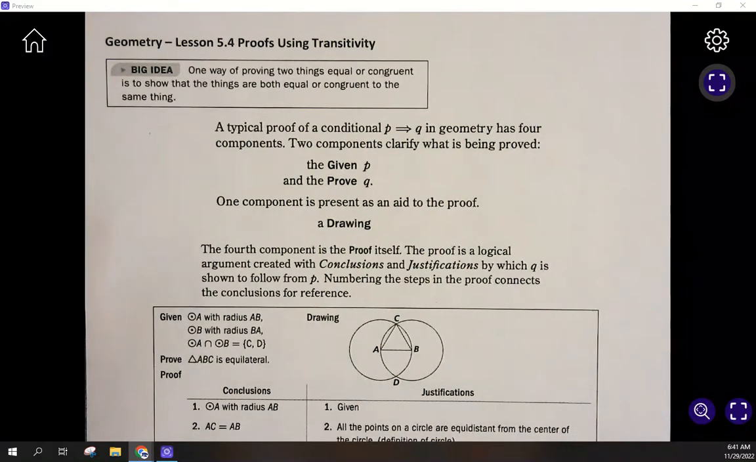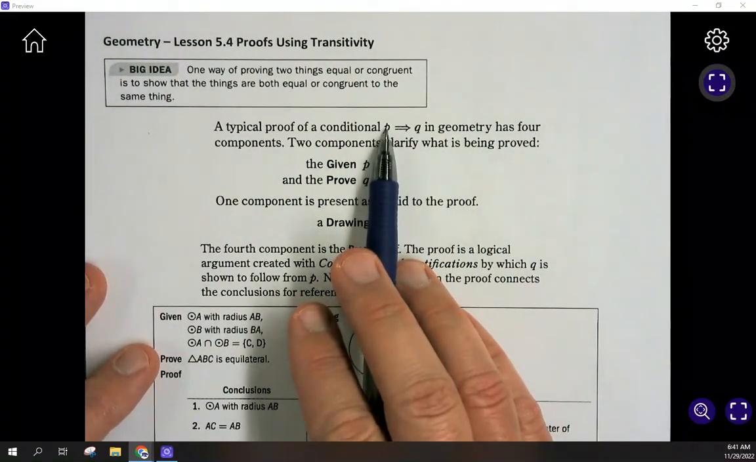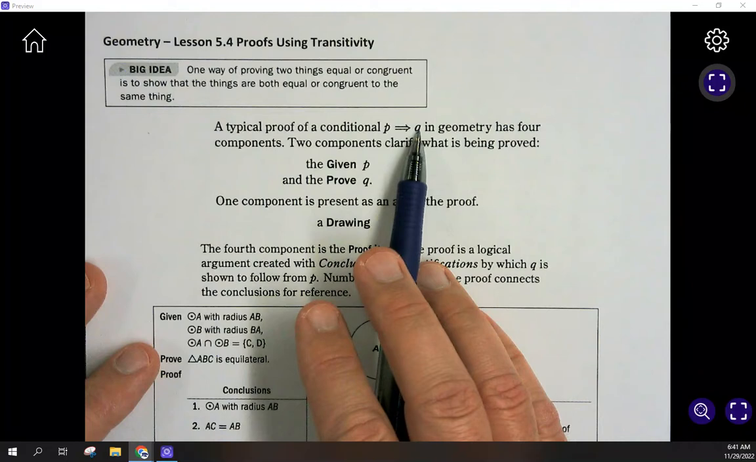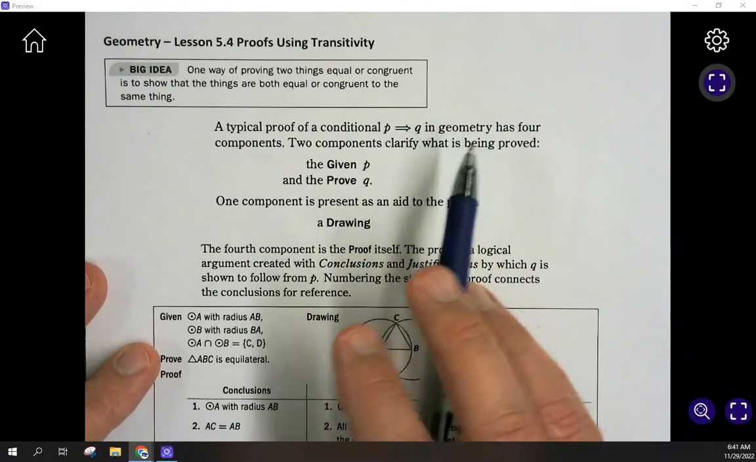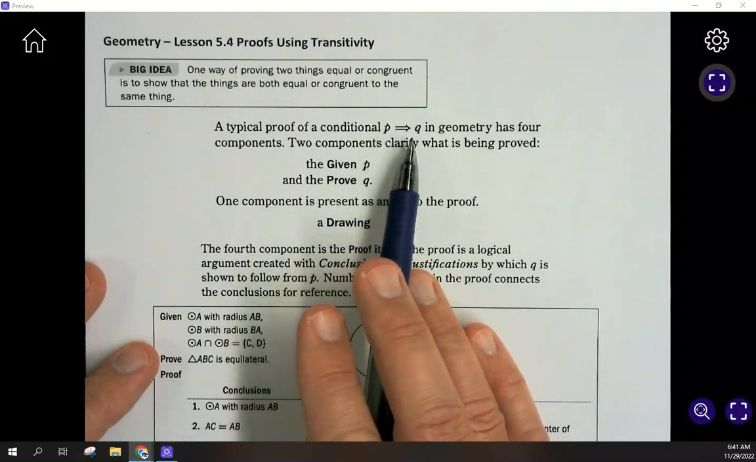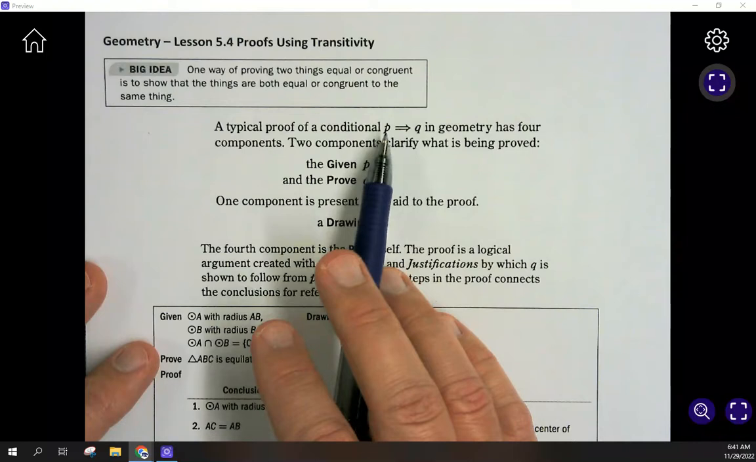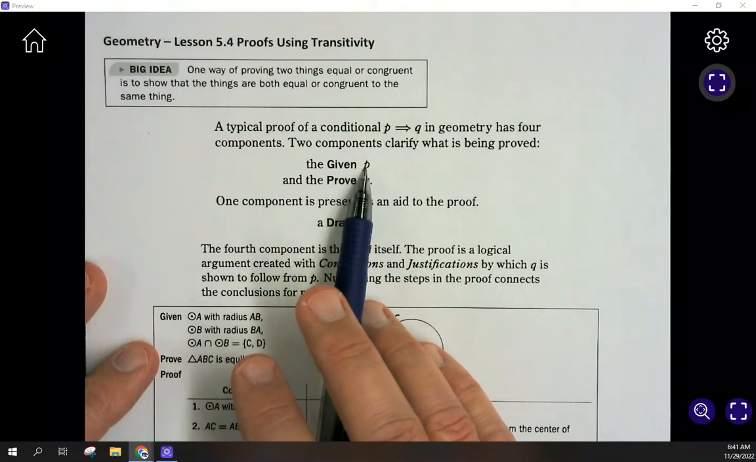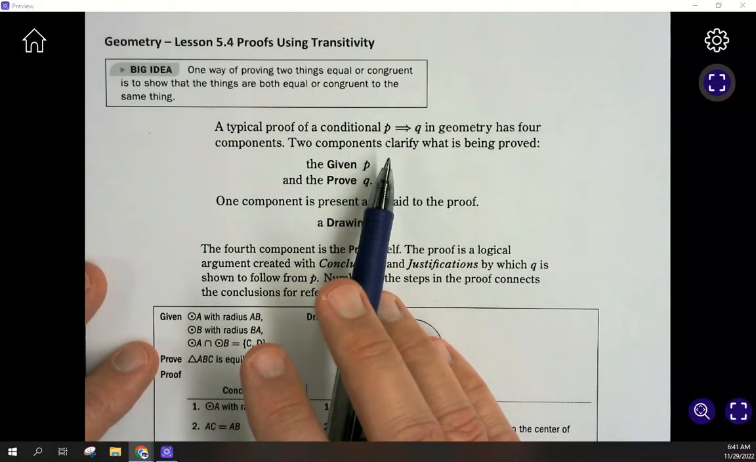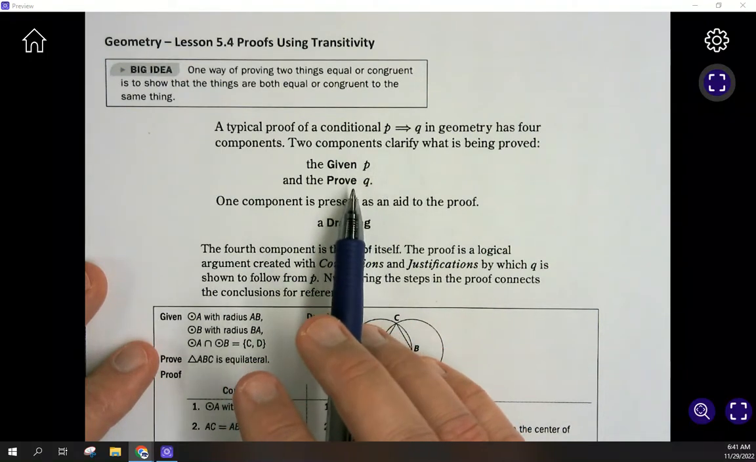So a typical proof in geometry, you've got your PQ statement. If this is true, then this is true, and we're trying to prove that. And so we have a given and a proof. Something's always given to us, and we're always trying to prove something. That's kind of the whole point. And so those are your P's and your Q's. Whatever you're given is P. So if this is true, go ahead and show me that this is also true. Prove this. And those are always the first and the last line of whatever your proof is.